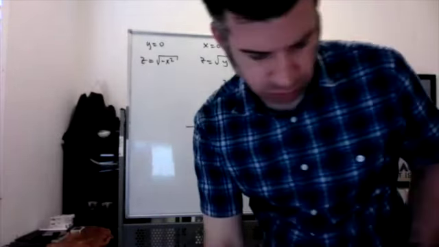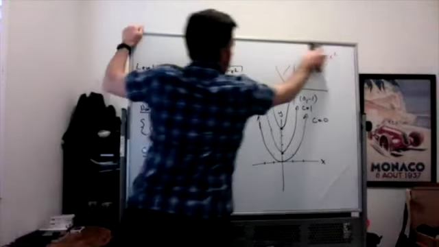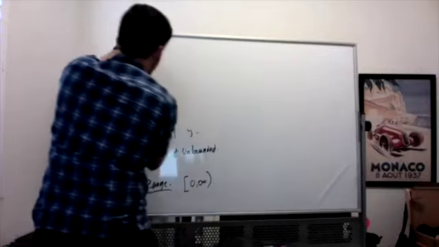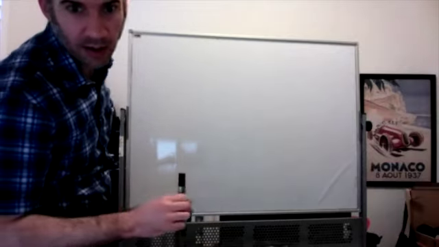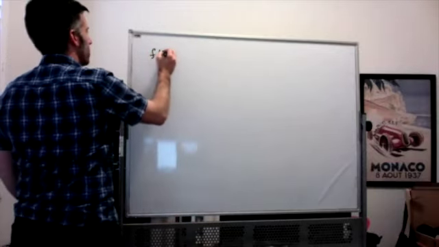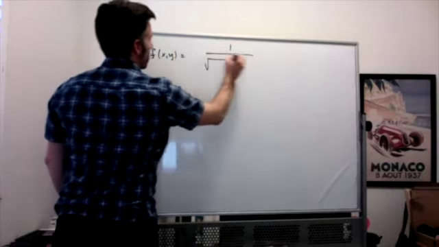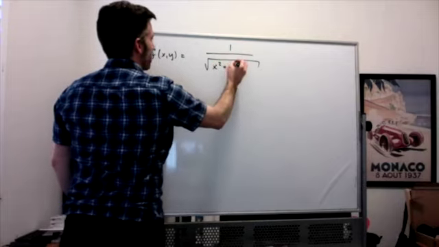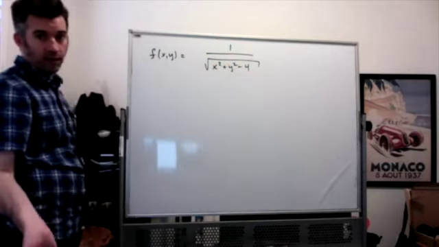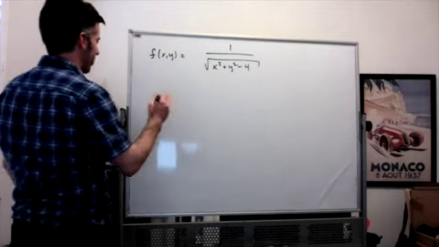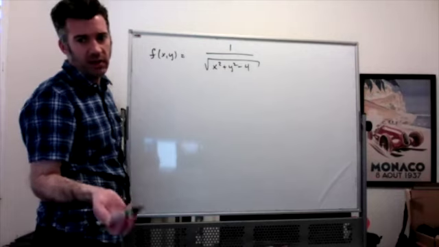Let's look at, say, this one. Let's look at f of x, y equal to 1 over the square root of x squared plus y squared minus 4. Okay, let's do the whole shebang. Domain, range, level curves, maybe some traces. I don't know. The traces may or may not be super helpful.